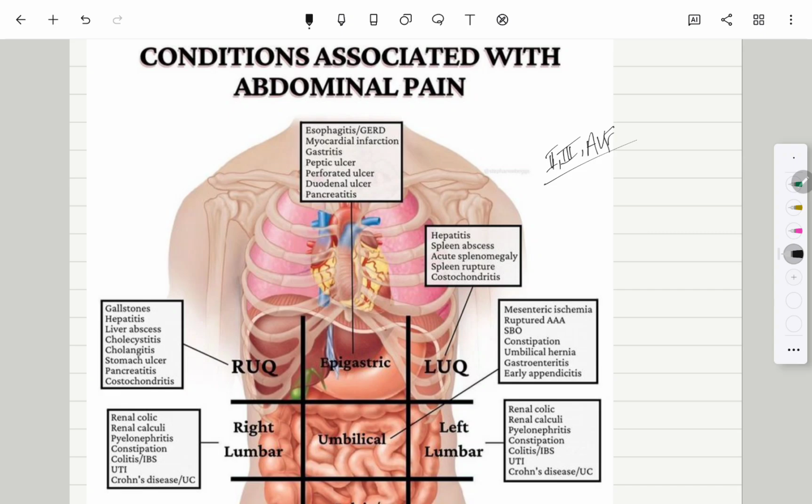And there may be gastritis and peptic ulcer, which is the most common cause of epigastric pain at all, gastritis and peptic ulcer, okay? Persistent gastritis and ulcer will lead to perforated ulcer in the stomach or in the duodenum, okay? And finally, pancreatitis.